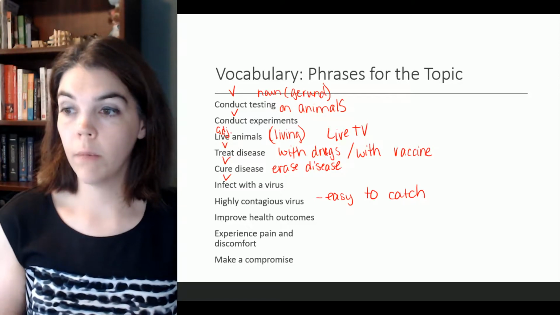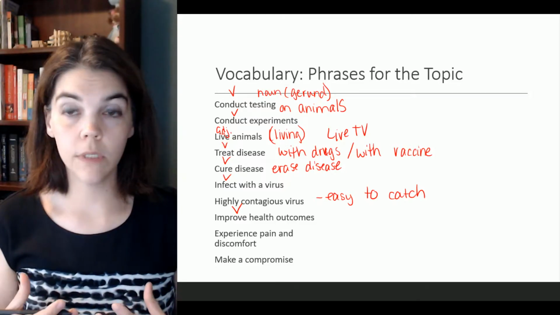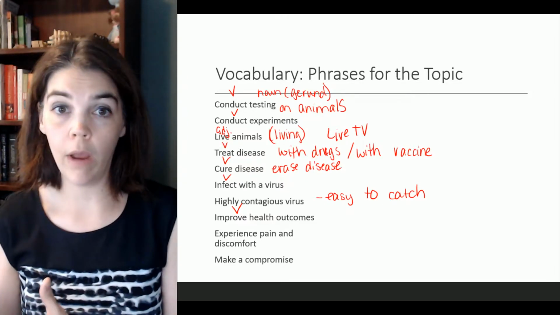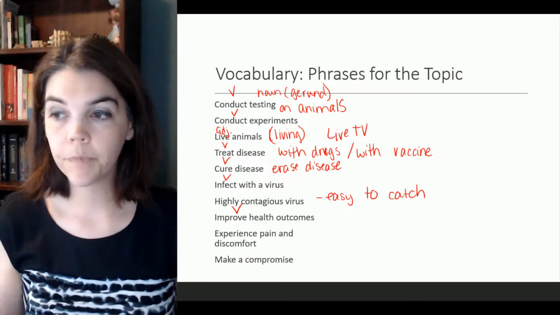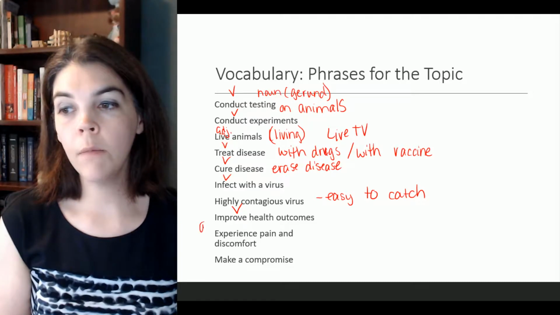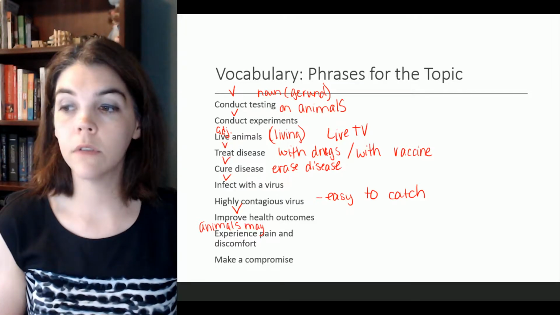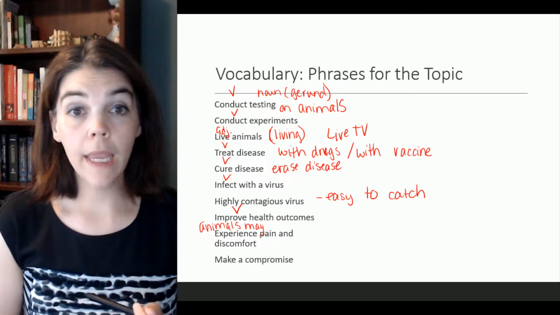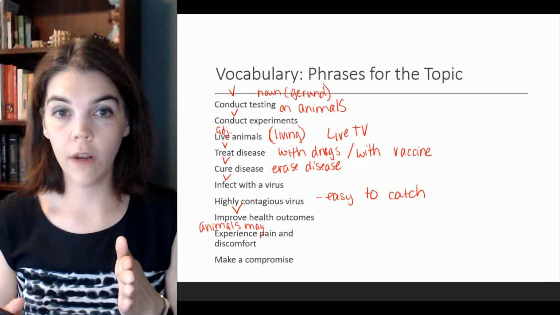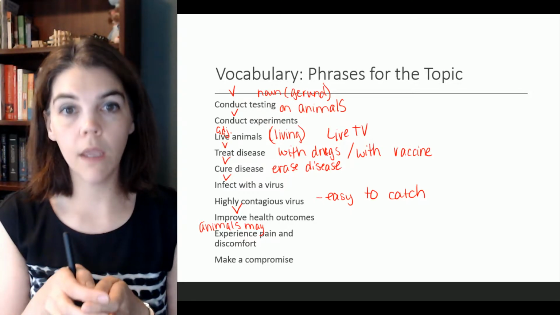Improve health outcomes. Ooh, that's a nice phrase. So animal testing might lead to drugs that improve health outcomes for people. Experience pain and discomfort. Animals may experience pain and discomfort. Make a compromise. So this is when one side doesn't get 100% of what they want and the other side doesn't get 100% of what they want. They come in the middle and they make a compromise.